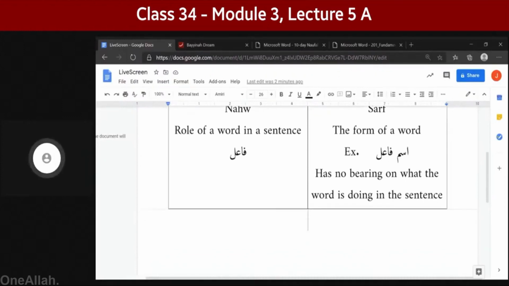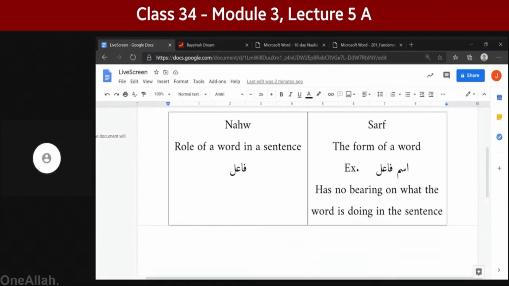Now I'm going to give you an example. An example of an ism fa'il is Muslim, right? Aslama yuslimu islaman fahuwa muslimun. I can tell you Muslim is an ism fa'il just by looking at the word Muslim. I don't even need a sentence yet. It's just Muslim right now. It's not in a sentence, but I can still tell you it's an ism fa'il.